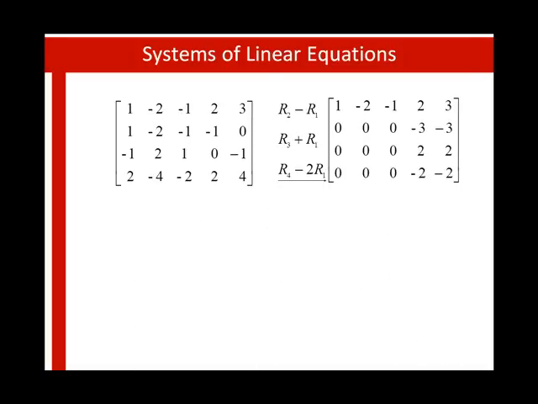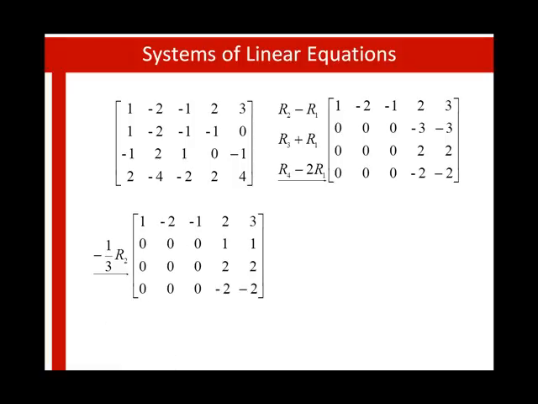First we do row 2 minus row 1 and we place it in row 2. Then we do row 3 plus row 1, place it in row 3. Then row 4 minus 2 row 1 and place it in row 4. What this does is eliminate the elements below the 1 in the first row, first column.